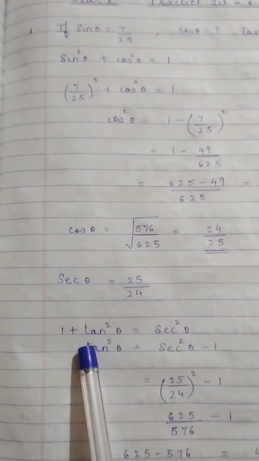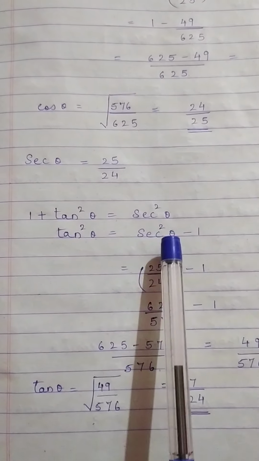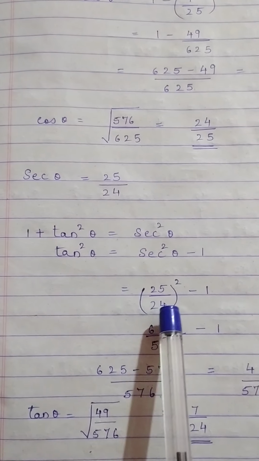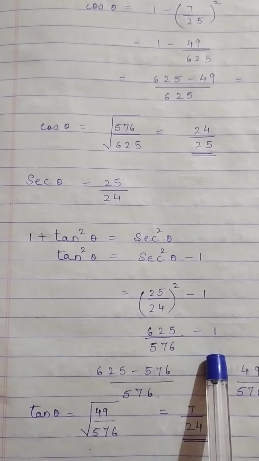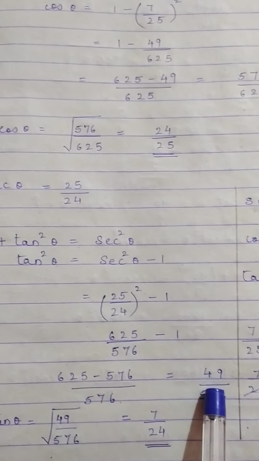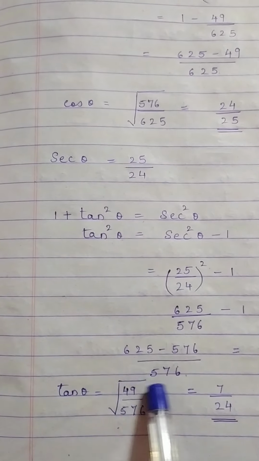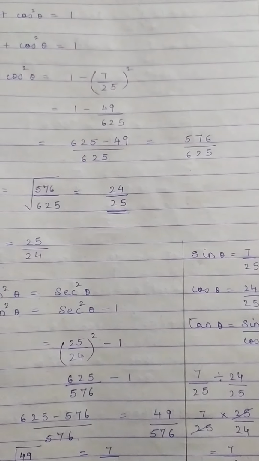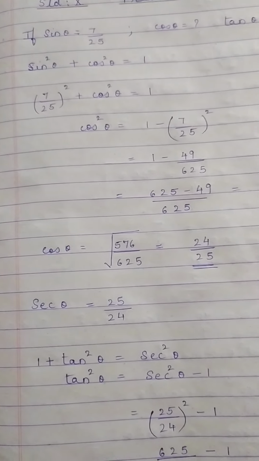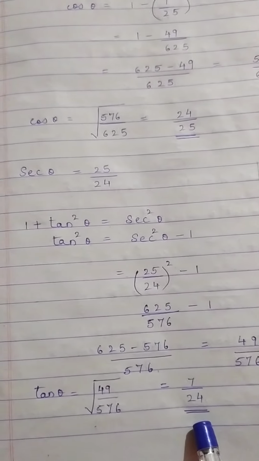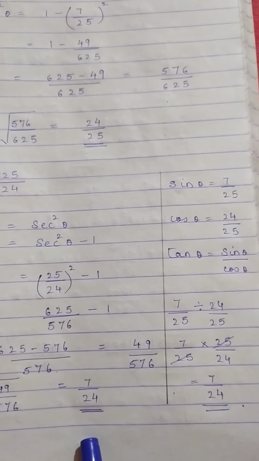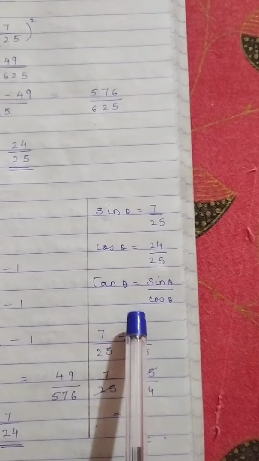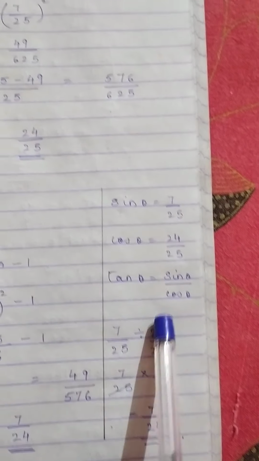Now use the identity 1 plus tan square theta equal to secant square theta. So secant square theta minus 1 is tan square theta. Substitute the value, square it, take the LCM. You get 49 upon 576. Find the square root to find tan theta. Your answer is 7 upon 24. Now, okay, so we have found out what is cos theta and we have found out what is tan theta. Okay, this is another method to find tan theta.